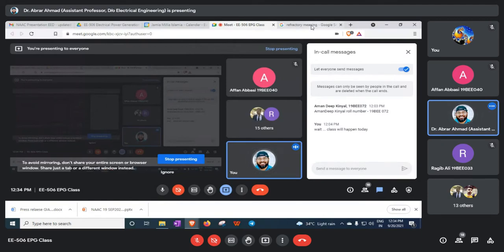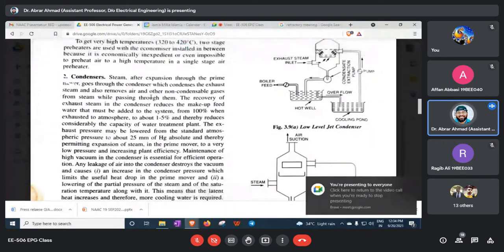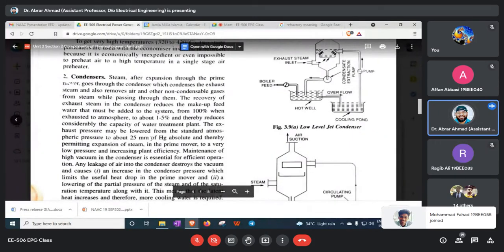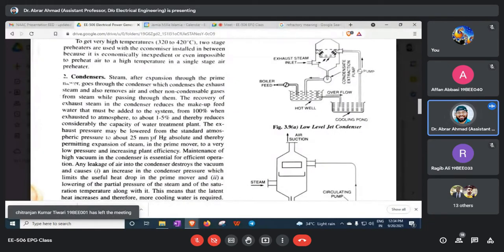Okay, so let's begin again with our condenser topic. That is, the pressure, from atmospheric pressure to 25 millimeter of mercury absolute, and thereby permit expansion of steam in the prime mover to a very low pressure and increasing plant efficiency. Maintenance of high vacuum in the condenser is essential for efficient operation.